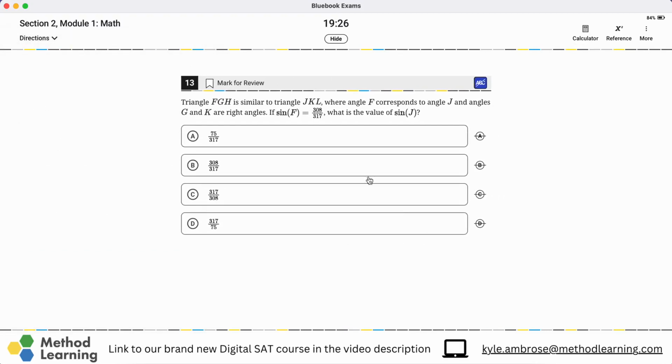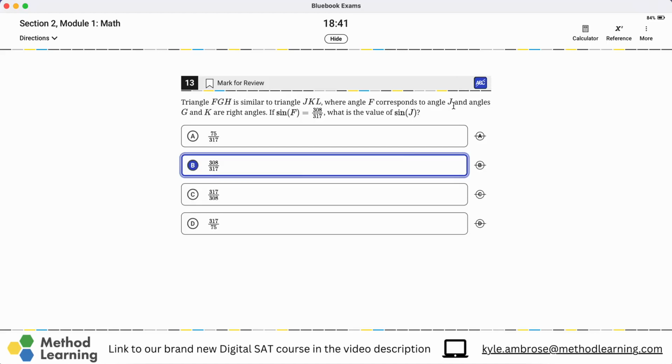They say that triangle FJH is similar to triangle JKL, and angle F corresponds to angle J. So if we want to find the sine of angle J, and they've already given us the sine of angle F, guess what? Similar triangles, their angles that correspond to each other, like F and J, have the same trig values. Let me say that again. Similar triangles, their angles that correspond to each other in the same place, have the same trig values. So you don't need to draw this out. This isn't very complicated. If the sine of F is this crazy fraction, the sine of J will be that same fraction because F corresponds to J.